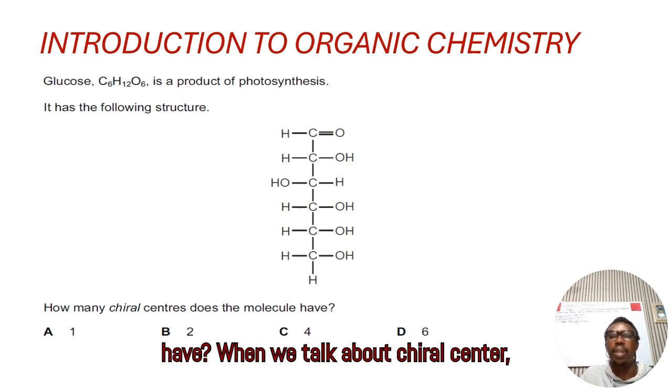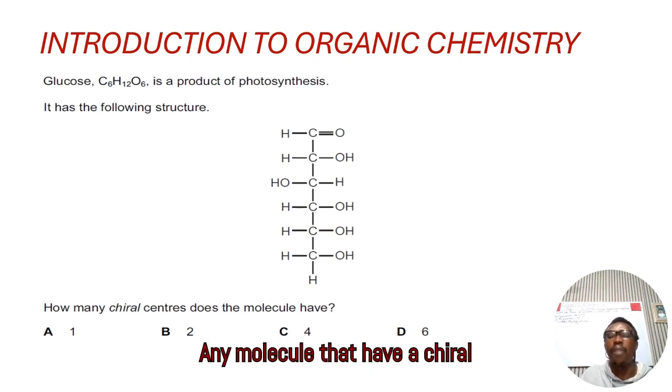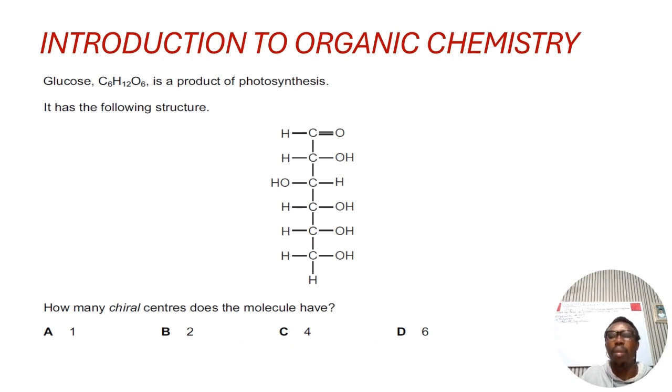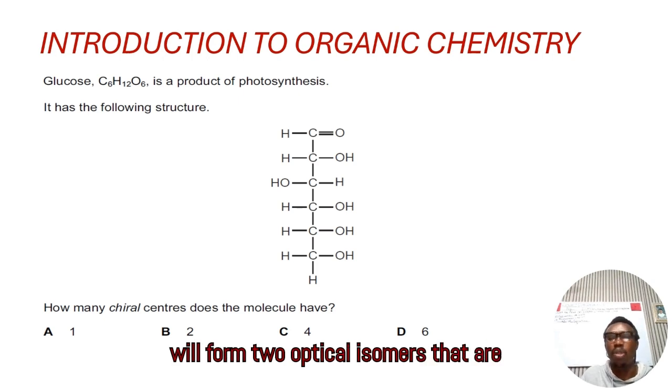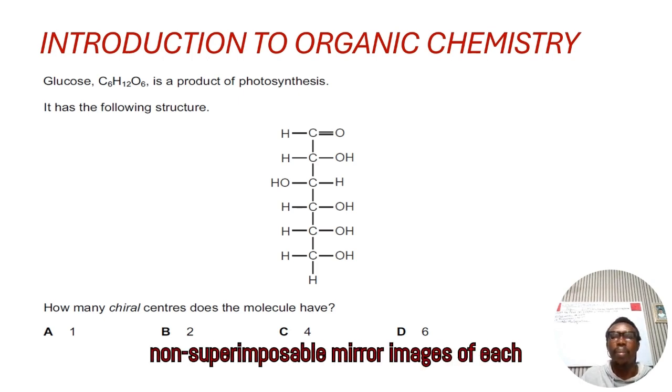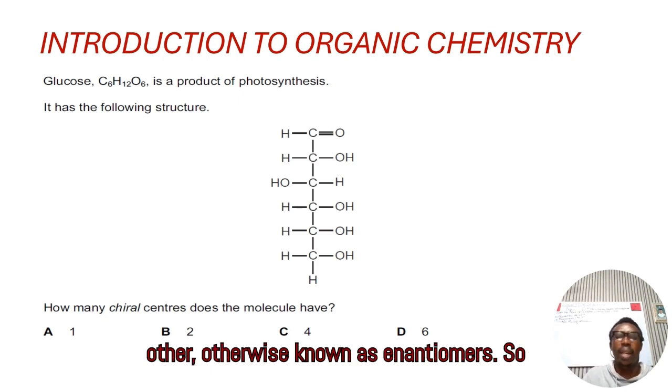When we talk about a chiral center, it has to do with an asymmetric center, which is a carbon atom that is bonded to 4 different atoms or groups of atoms. Any molecule that has a chiral carbon is said to be a chiral molecule, and it will show optical isomerism, which will form 2 optical isomers that are non-superimposable mirror images of each other, otherwise known as enantiomers.